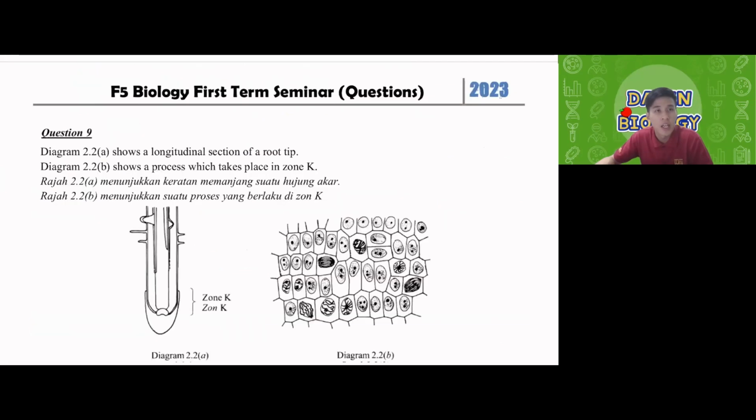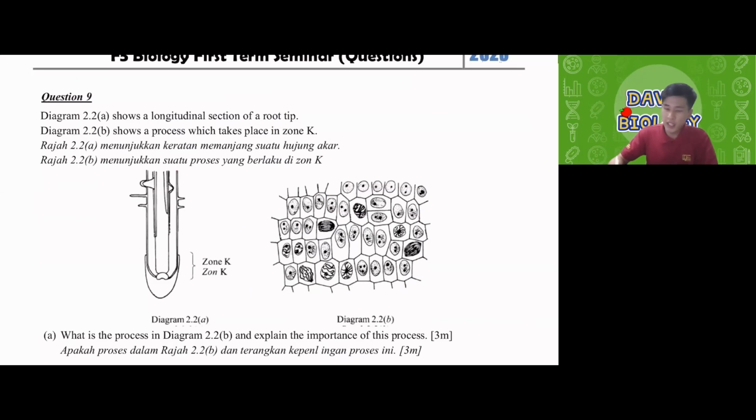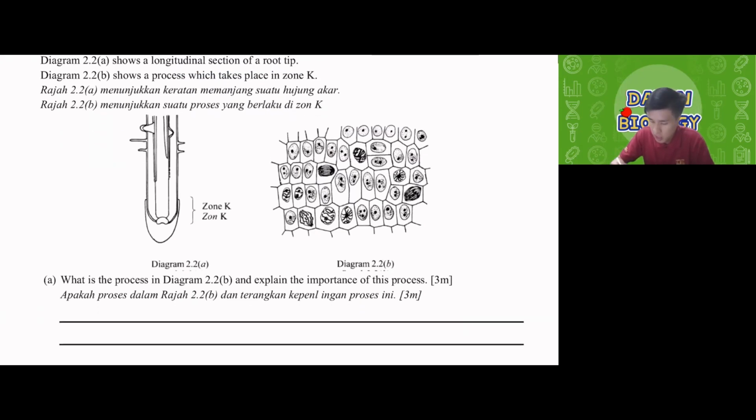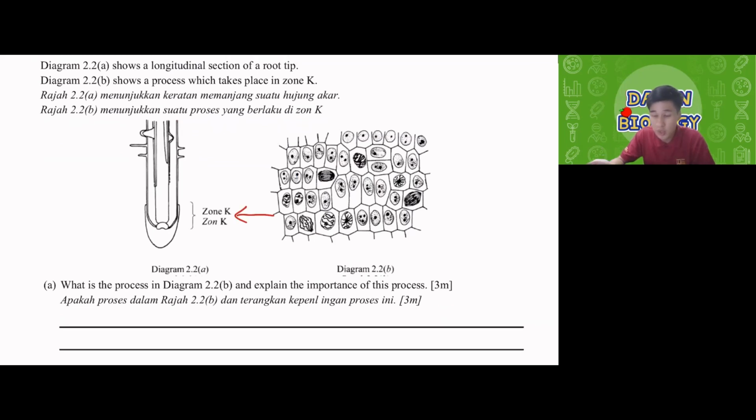Next page. 2.2a with the question shows a longitudinal section of a root tip, and 2.2b shows the process which takes place in zone K. So what do you think the process shown here? Is it 2.2b occurs in 2.2a zone K? So what's the process shown in the diagram 2.2b?